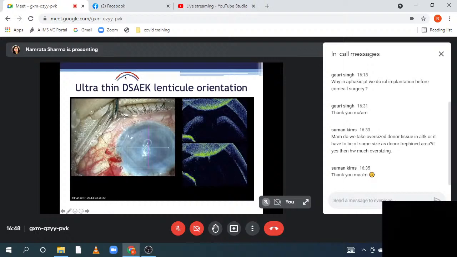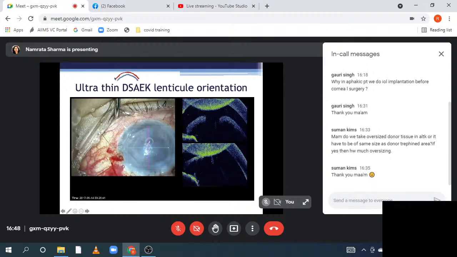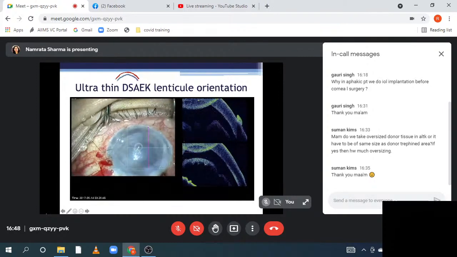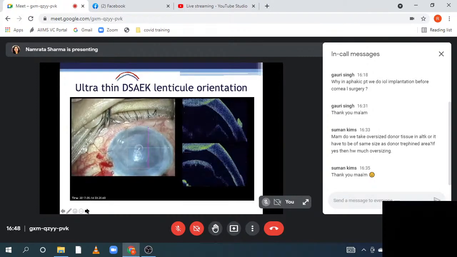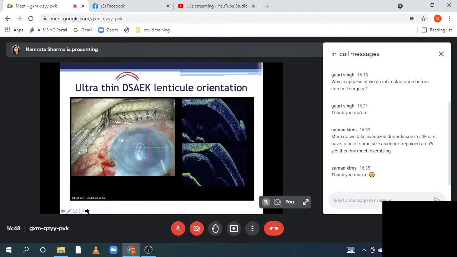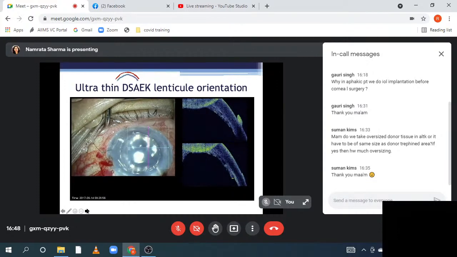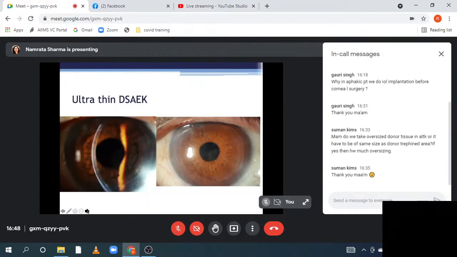So it should be like this along the curvature of the cornea, and then you would know that this is endothelial side down. This is, of course, meant more for cornea specialists and less for postgraduates. But I just thought this will tell you the problem of an ultra-thin DSEK graft, especially when you're operating. And of course, this is yet another case of ultra-thin DSEK.